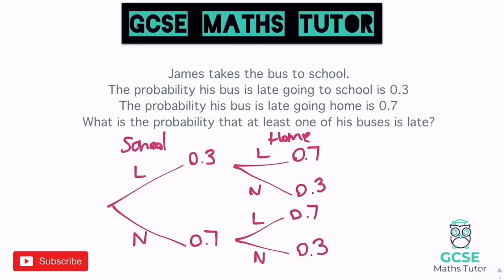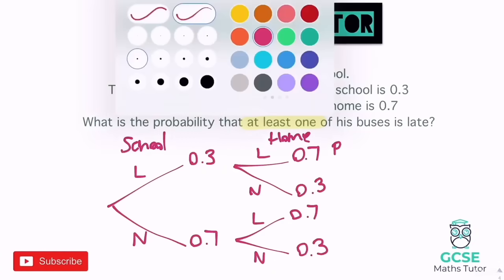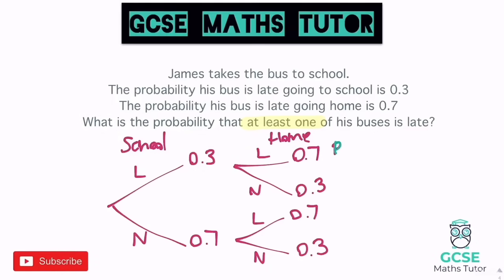Now the question says to work out the probability that at least one of his buses is late. So this time it's not just one late, it could be late on both. So we could have the probability, let's do this in a different colour, we could have the probability that it is late and then late. We could have the probability that it is late and then not late, that's at least one, and the probability that it is not late and then late on the second one. But not late on both is no good to us, so we don't want that one. So what we need to do is work out these three probabilities this time.